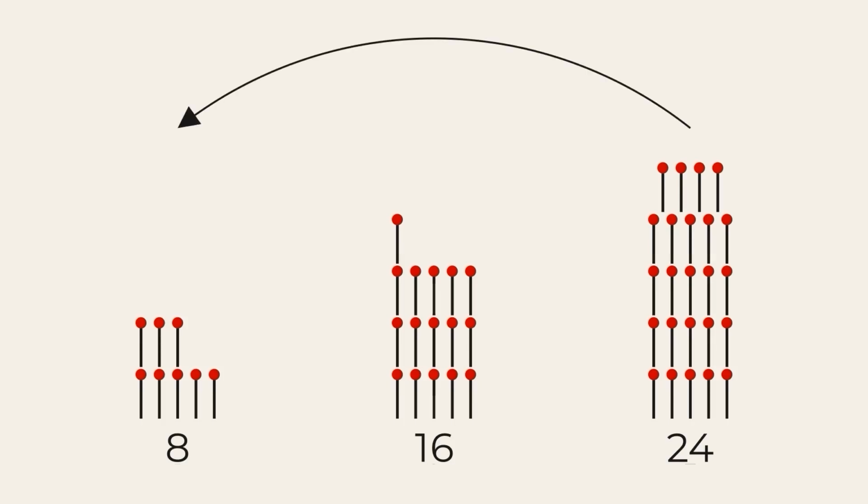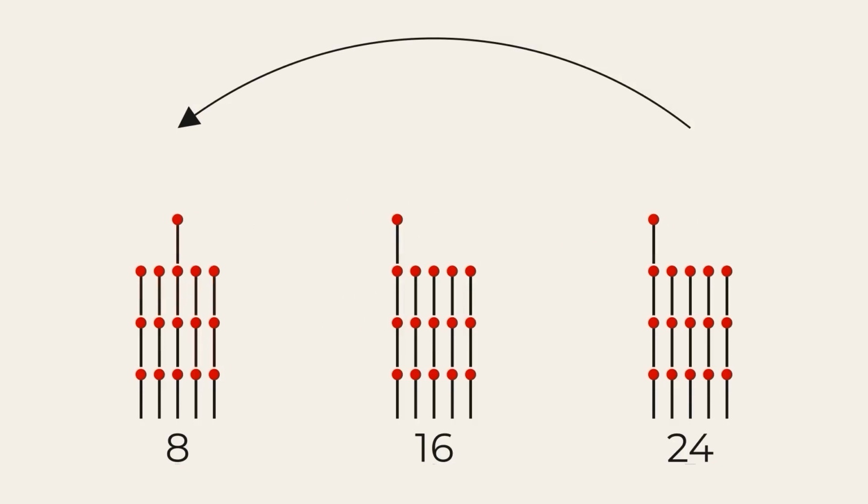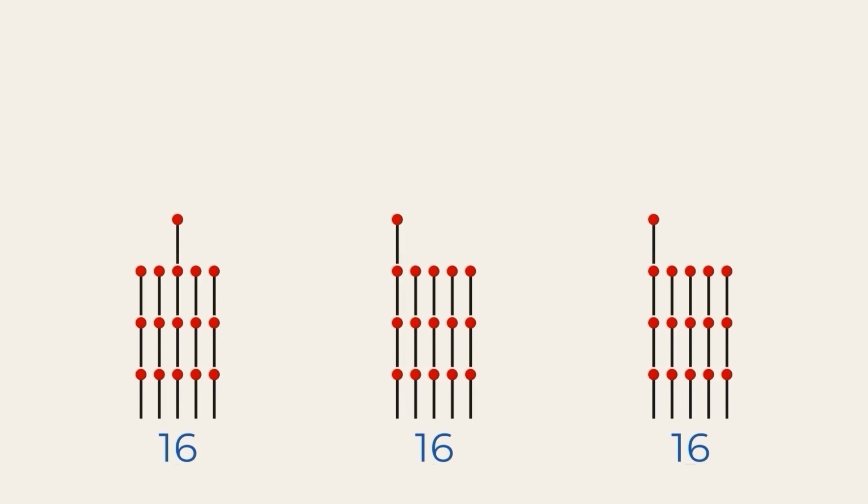Operation 3. Pile 3 gives pile 1 as many as pile 1 has. Pile 1 has 8. Transfer 8 from pile 3. Pile 3. 24 minus 8 equals 16. Pile 1. 8 plus 8 equals 16. Pile 2. Unchanged at 16. Final state 16, 16, 16.